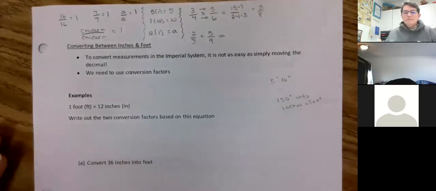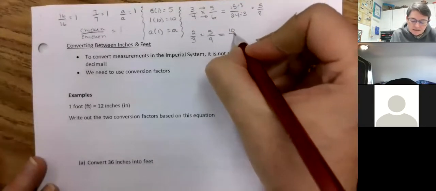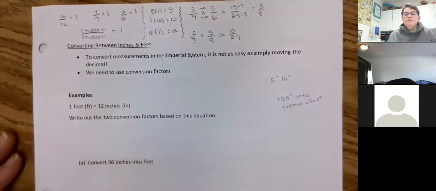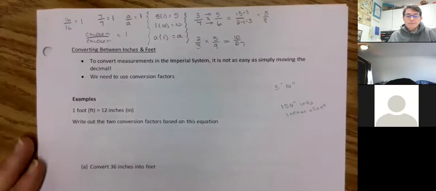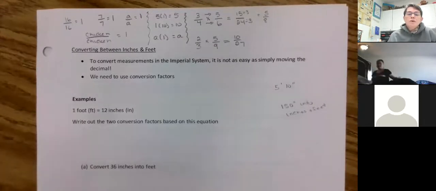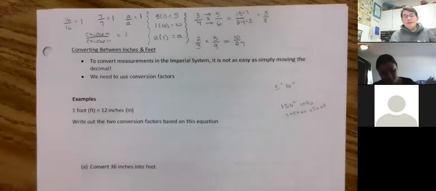10 over 27. Yes. That's it. Okay, that's the preliminary stuff you need to know. When we're using the imperial system, we are going to use conversion factors because you always multiply and it always works. And it's actually fairly simple, I think.